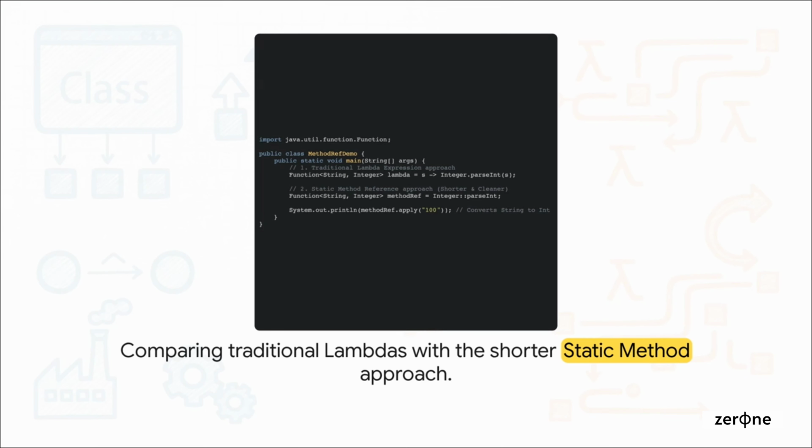If you have a standard Lambda taking a string s and passing it to the parseInt method, it works, sure. But compare that to the static method reference approach, Integer::parseInt. It does the exact same thing. It tells the compiler, hey, whatever arguments come in, just hand them straight over to the parseInt method of the Integer class. It's shorter, it's cleaner, and it greatly improves code readability.